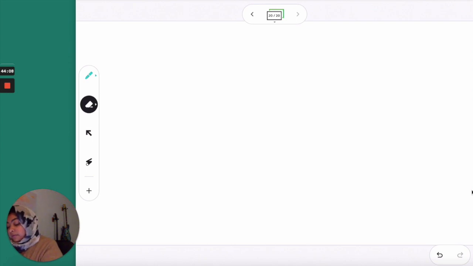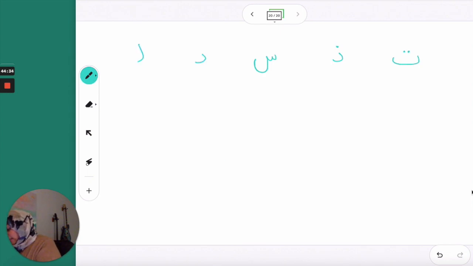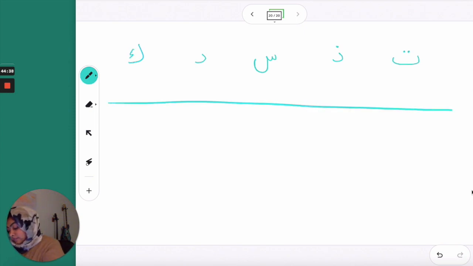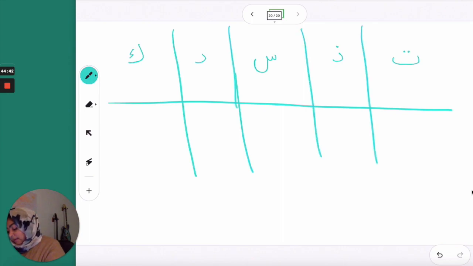So let's start. Letter ta, letter tha, letter sin, letter dal, and the letter kaf. These are all light letters that have heavy counterparts. Ta, light T. Ta, heavy T. Then tha, light TH, like the word the.